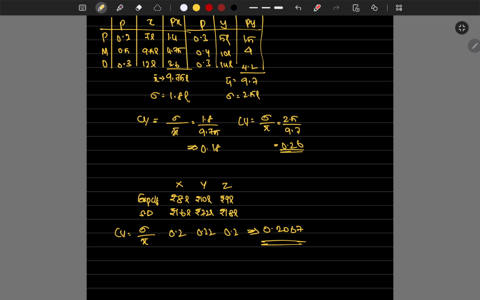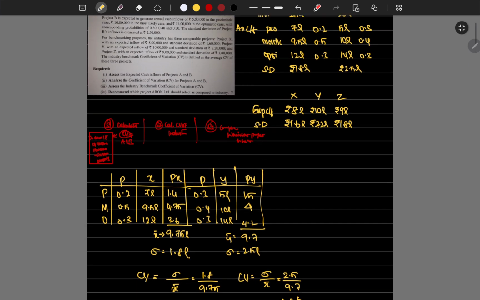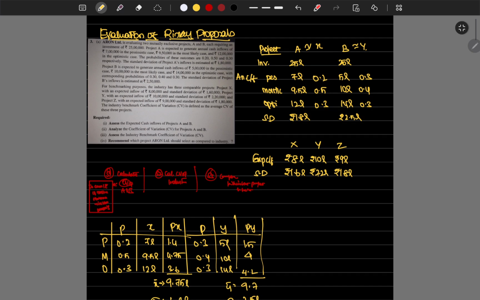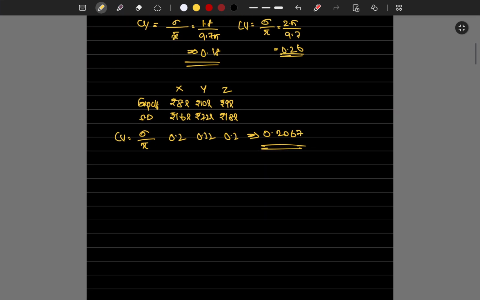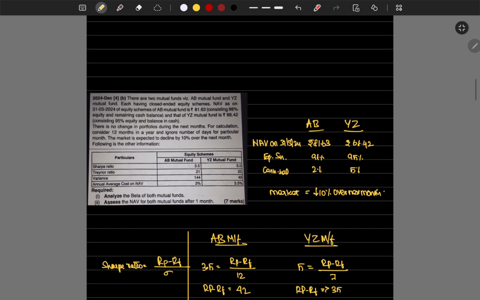So compare this. Lowest is the best. Below the industry coefficient of variation is project A only. So project A is the best project. This is how we have to determine. Okay, we'll go to the next problem.